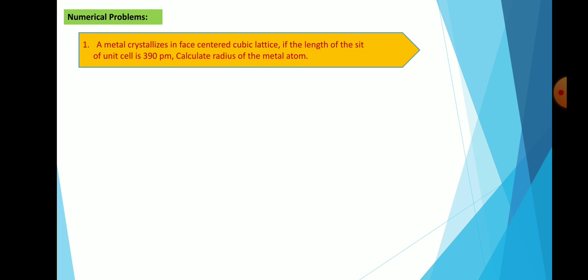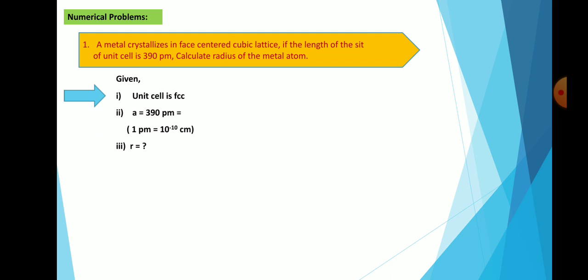A metal crystallizes in face centered cubic lattice. If the length of the side of the unit cell is 390 picometer, calculate the radius of the metal atom. So first we solve this problem with the given data. You have to write down on the left hand side. It is like this. What is given in your problem?